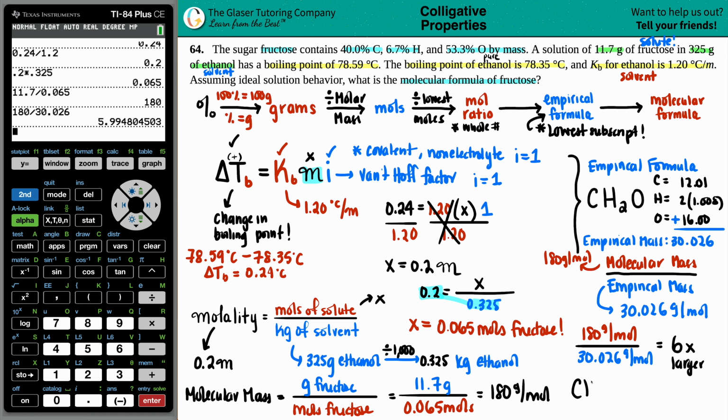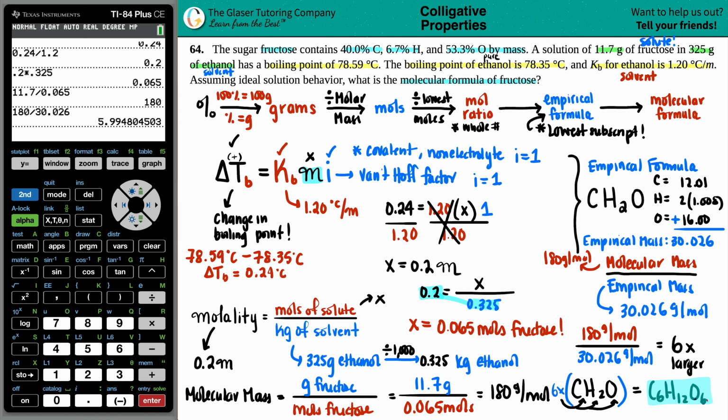So, we had an empirical formula of CH2O. We now know that our molecular formula is 6 times larger. Those go for the coefficients. Sorry, those go for the subscripts. I'm just getting really excited that we're almost here. We're almost at the end of the question. So we're going to multiply all of our subscripts by 6. And we get C6, H, 6 times 2 is 12, O6. And oh gosh, we have finally found that molecular formula. And fructose is C6H12O6, right?